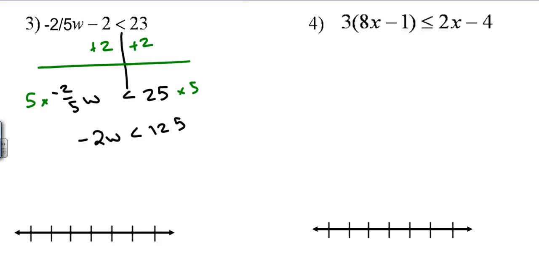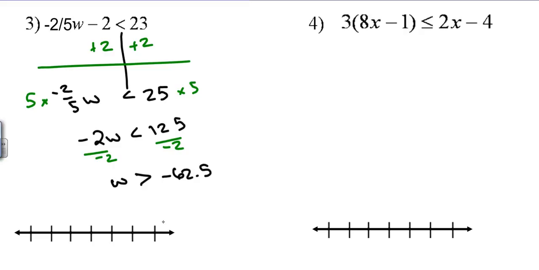Then I have to divide by a negative 2. Uh-oh, there's that dividing by a negative number again. When we divide by a negative on both sides, we have to flip the sign. So we go from less than to greater than negative 62.5.